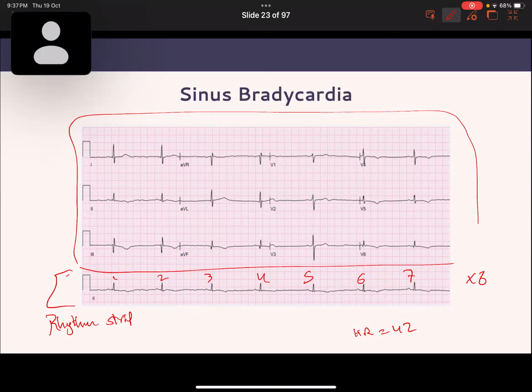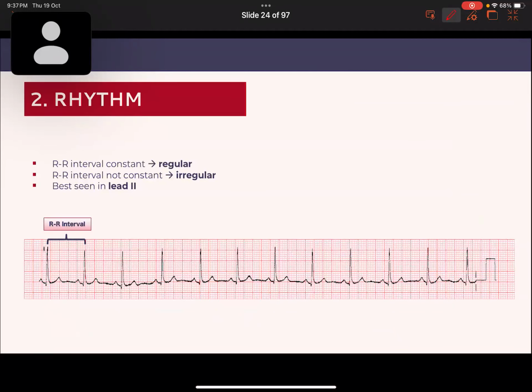You can use the R waves method, or you can use the box method, which is basically counting the number of large boxes. So if we count them, we can count this as 1, 2, 3, 4, 5, 6, and 7. And then you divide 300 by 7, and that would be 42 again. So the heart rate is 42. This is sinus bradycardia.